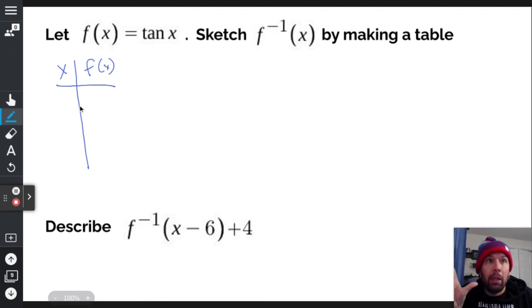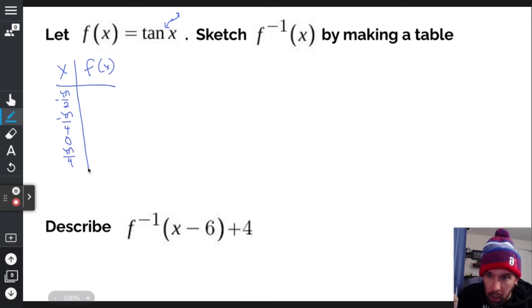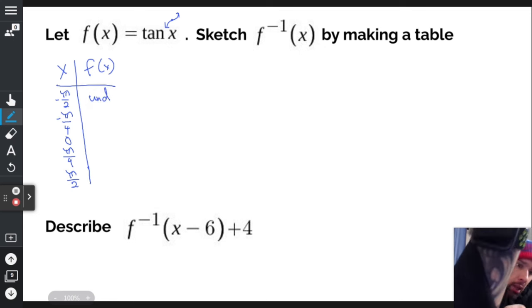Tangent has a period of pi and starts out at 0, 0. Remember, tangent looks like this and goes through the origin, which means it only stretches out to -π/2. So I'll start at -π/2. I'll do -π/4, 0, π/4, and π/2. Okay, the tangent of -π/2 is undefined. Vertical asymptote.